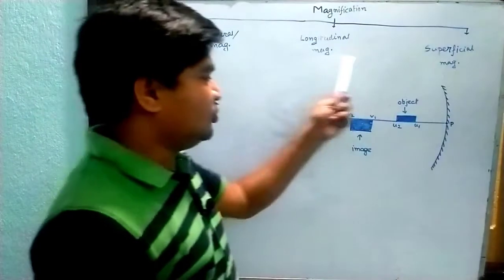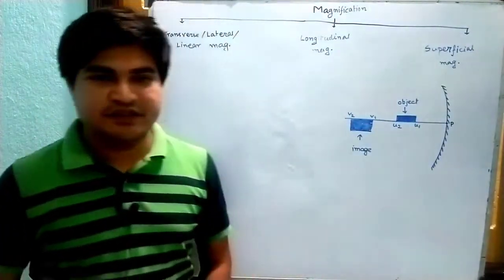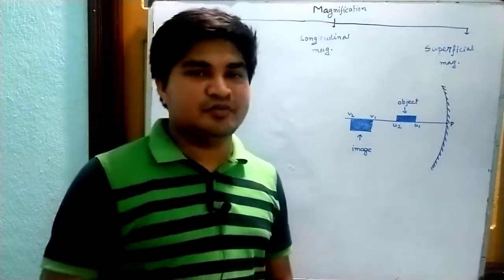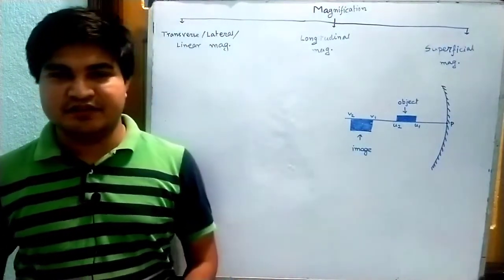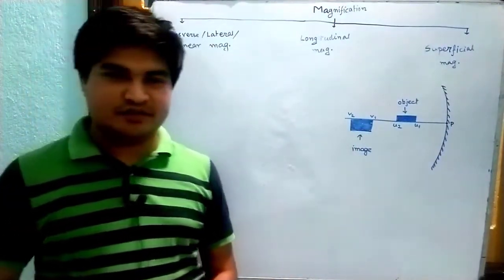So next, longitudinal magnification. This is the type of magnification produced by a spherical mirror when an object is placed along the principal axis of that spherical mirror.